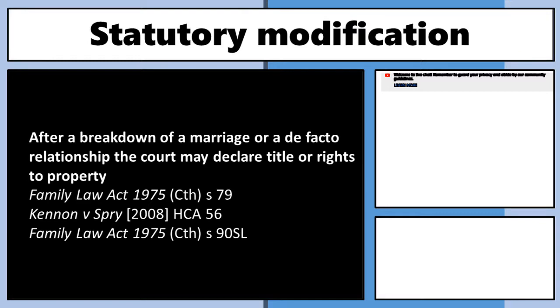And the thing with the Family Law Act is that it sort of starts from first principles. One of those principles is this idea of contribution. And so when you're getting an order, which again can be either as a married couple or as a de facto couple, they are in different sections. 79 is the married one. 90SL, capital S, capital L, is the de facto one.